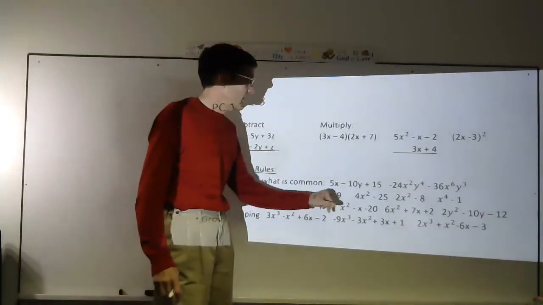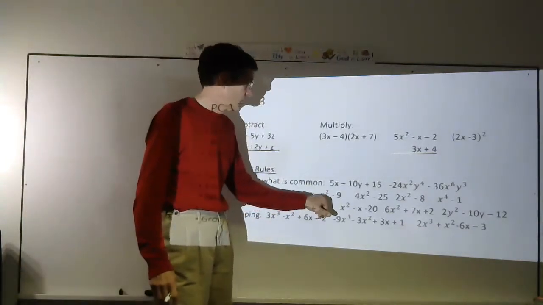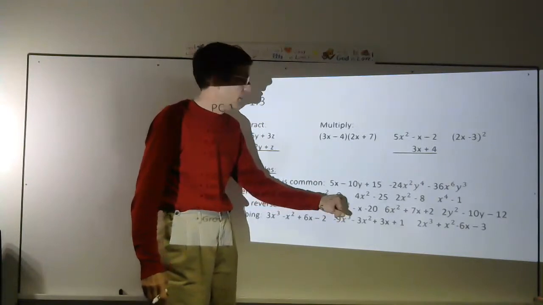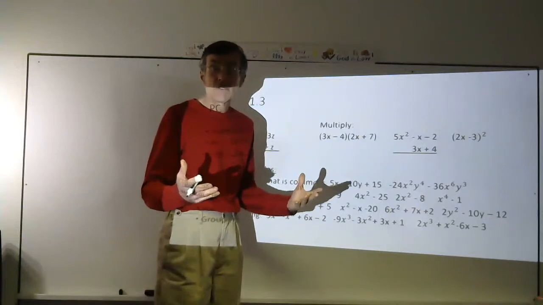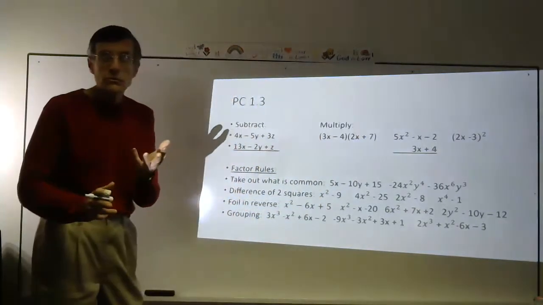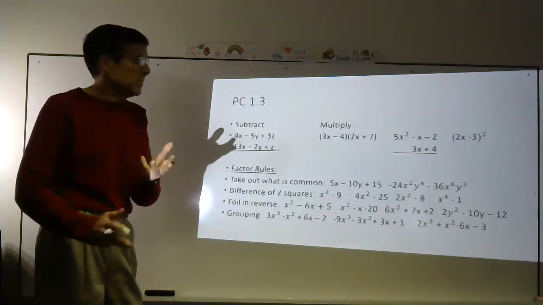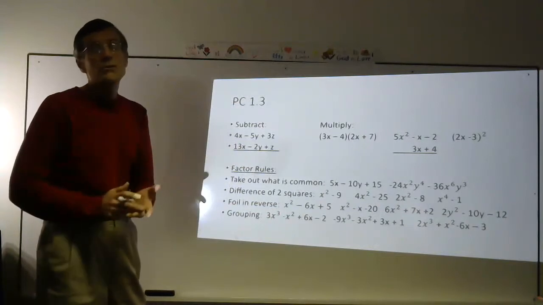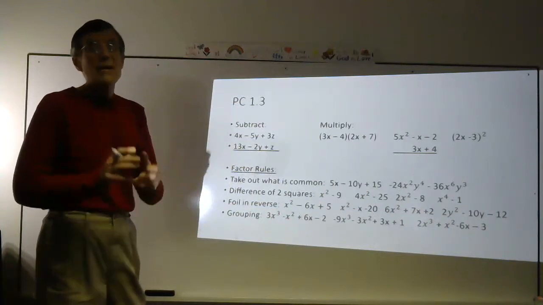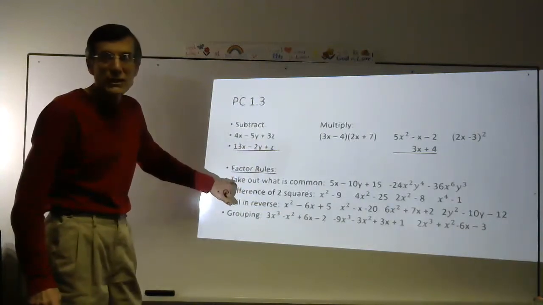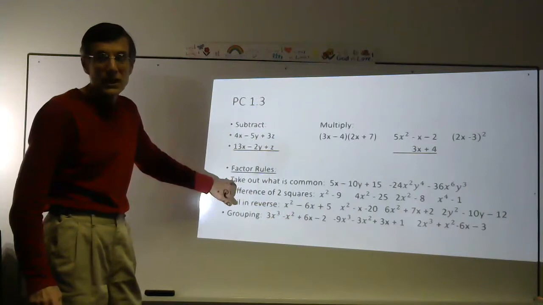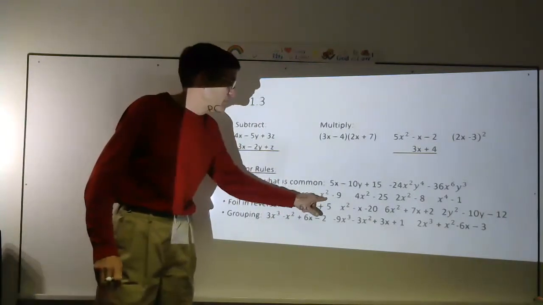X squared and 9 are both squares. They're the square of an x and the square of a 3. Square of a 2x and the square of a 5. You with me? Okay, so it's got to be a difference, a subtraction problem. It's got to be 2 things, and they have to be square terms. All right? But you've got to remember to always try to do these in order. Okay?